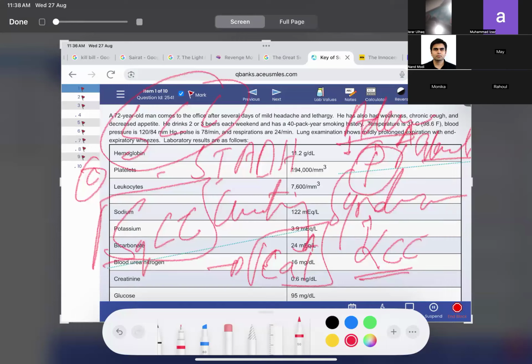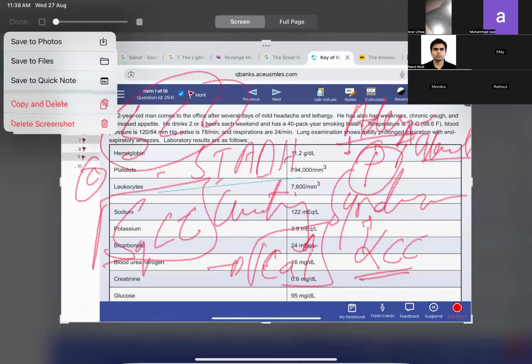So the question was asking what is the most likely diagnosis of the patient. Basically, the patient has a hilar mass. Whenever you take a biopsy of it, it will show small cell carcinoma. The point indicating small cell carcinoma was that the patient had water retention leading to hyponatremia, suggesting syndrome of inappropriate ADH secretion. Have you got the point?